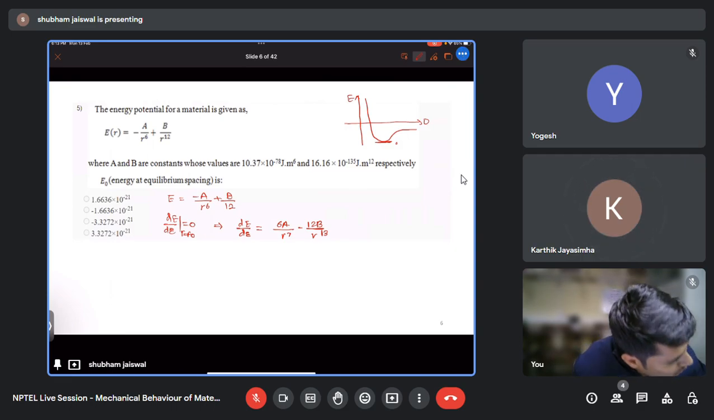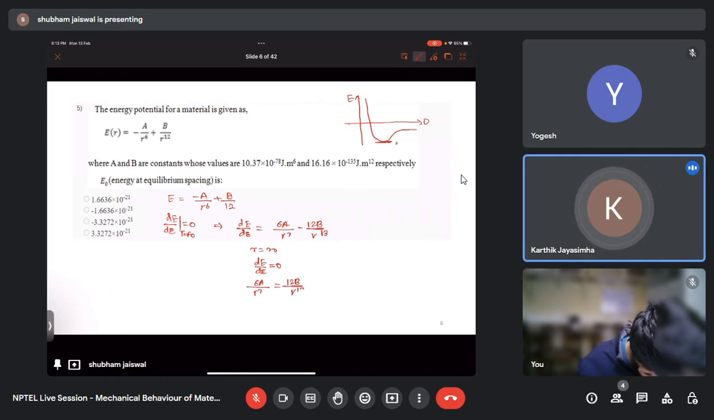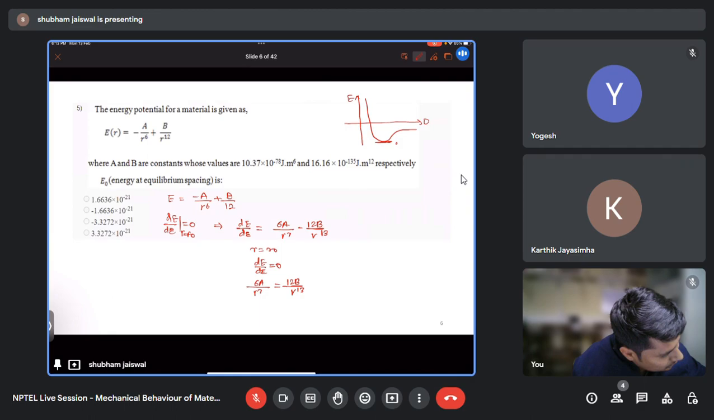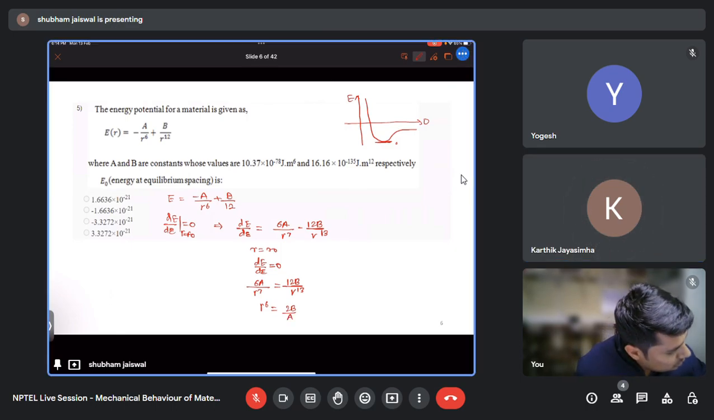Yes, sir. So at r equal to r naught, dE by dr equals 0. So I will get 6A divided by r to the power 7 equal to 12B divided by r to the power 13. So what I will get: r to the power 6 is equal to 2B by A. If I put the values of A and B, I will get r naught equal to 3.8 into 10 to the power minus 10 meter.